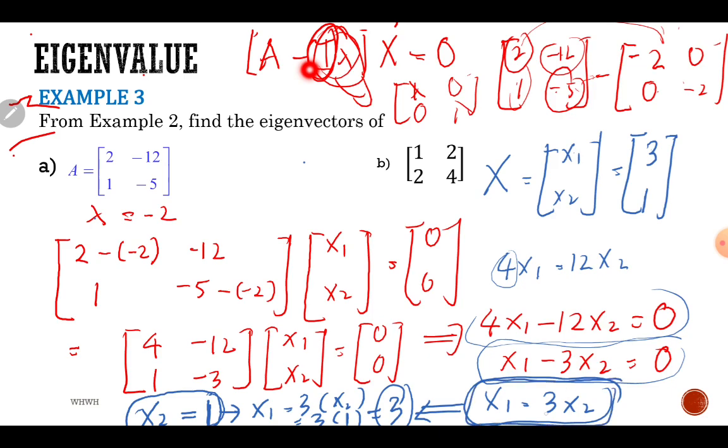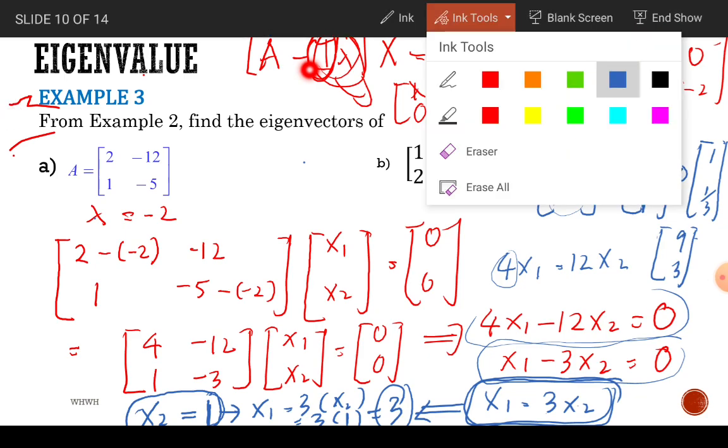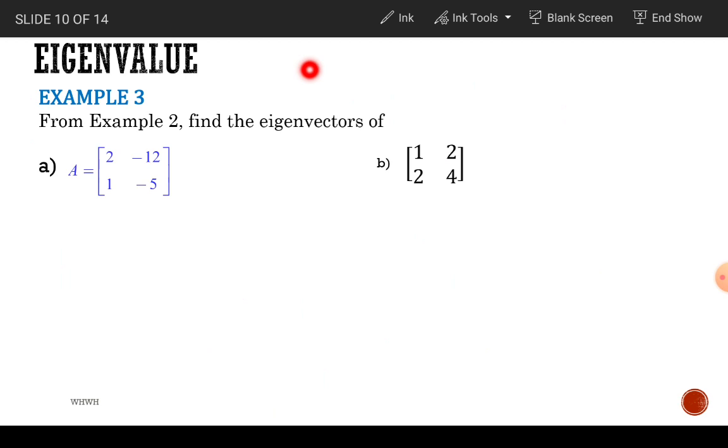So, x1 ni sama dengan 3 kali x2. So, x2 kita 1. 1 darab dengan 3, we get x1, which is 3x2. Okay? You nak buat yang lain pun boleh. For example, you want to use 1/3 also can. Ataupun you want to use 9, 3. Also can, as long as x1 is 3 times x2. Okay, and again you may also check to validate.